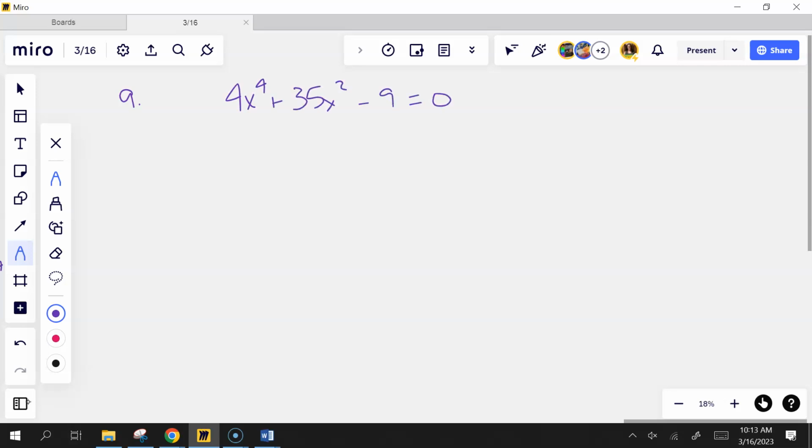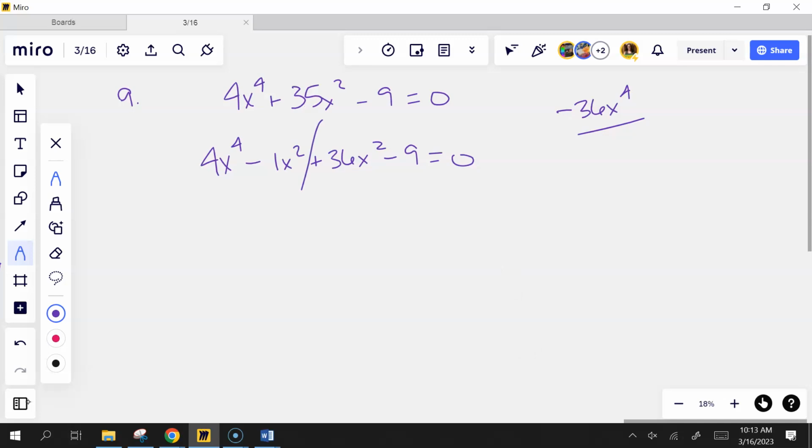Quadratic form again. What multiplies to negative 36x to the fourth but adds to 35x squared? Negative 1 and 36. It doesn't matter which one comes when, but it's easier if you put your negative first. As I slash, I take out an x squared. I'm left with 4x squared minus 1. I take out a 9. I'm left with 4x squared minus 1.